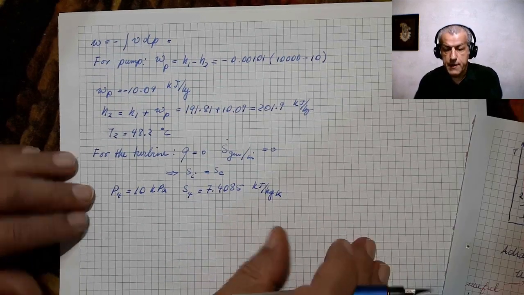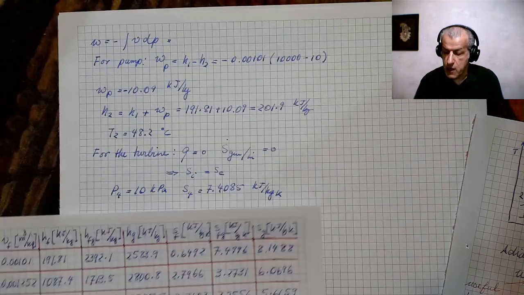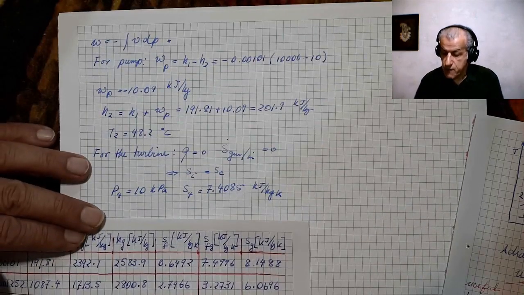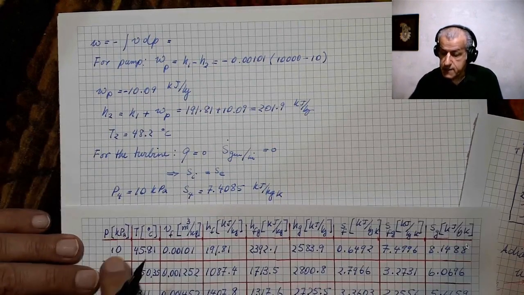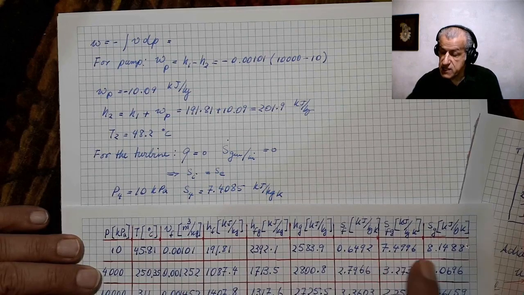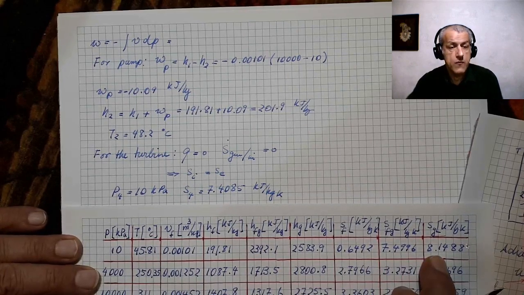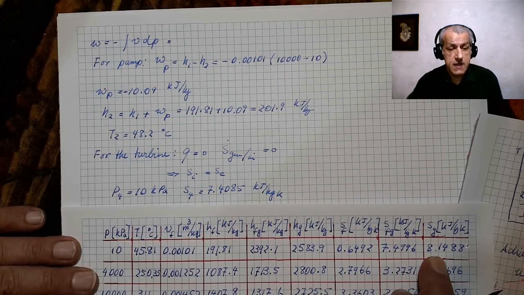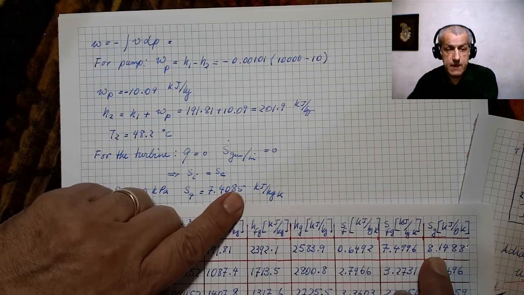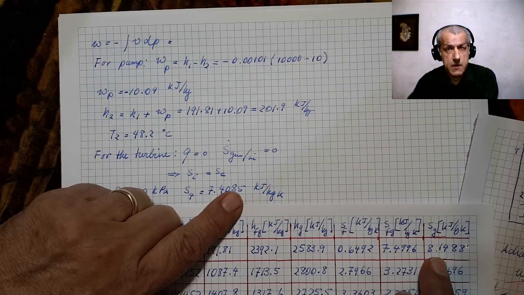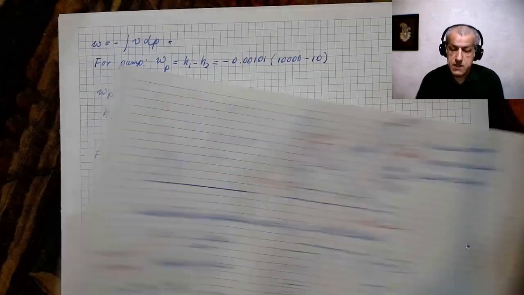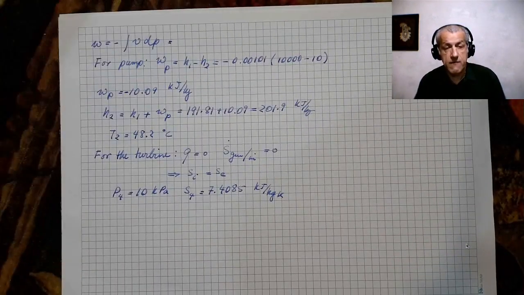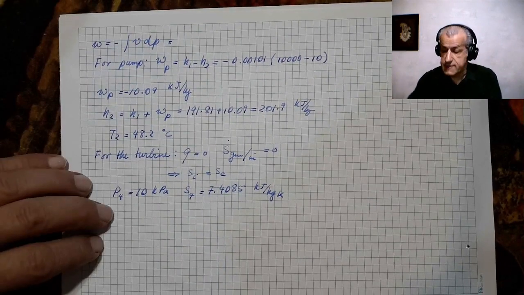Now, let's refer to our table and see for 10 kilopascals, Sg is 8.14, which is larger than this value. And now we find out that our drawing wasn't very good. We have to redraw our cycle just to show where point 4 is.